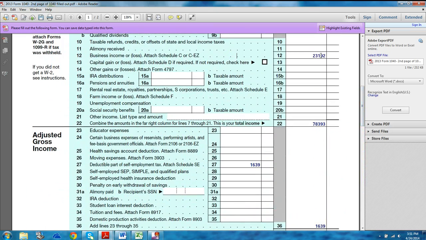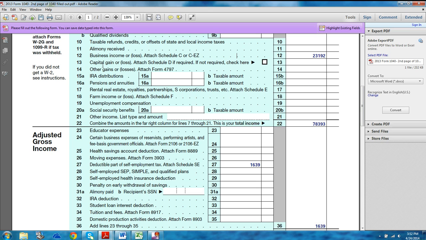Now the deduction doesn't show up on your Schedule C. Instead, it shows up down here on line 27, deductible part of self-employment tax. Now remember, this will occur also if you have a partnership K1 that flows through to your 1040 income tax return.